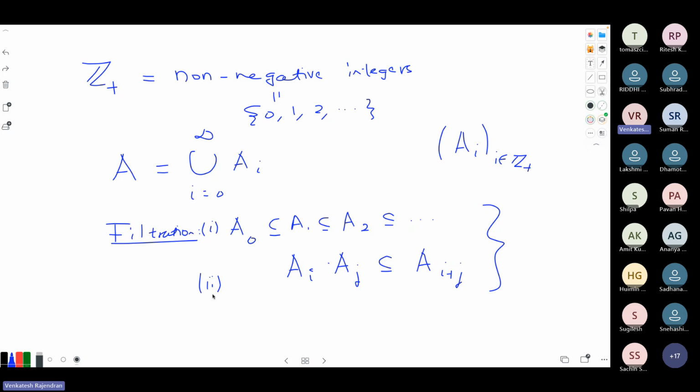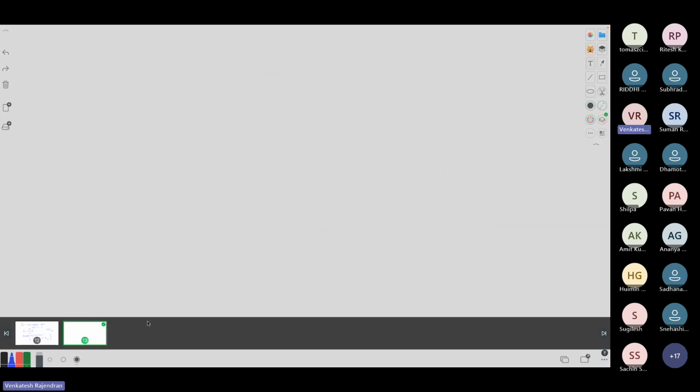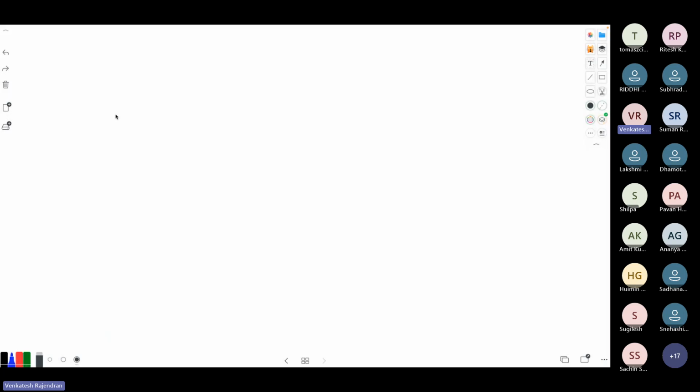Now, if you start with a filtered algebra, how can you associate, first of all, a graded space? So let's see, you take this.